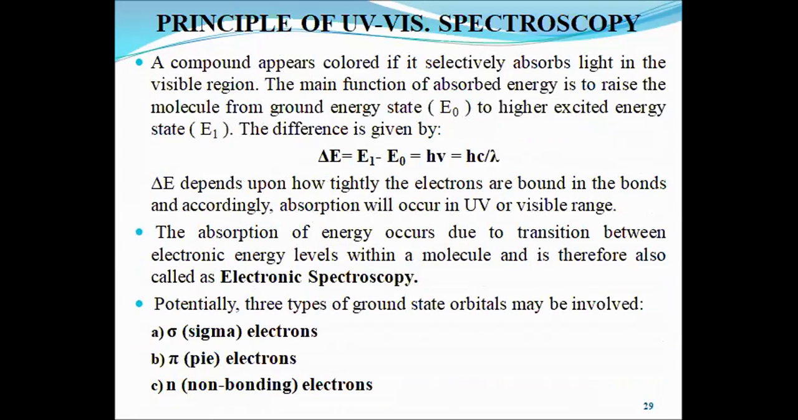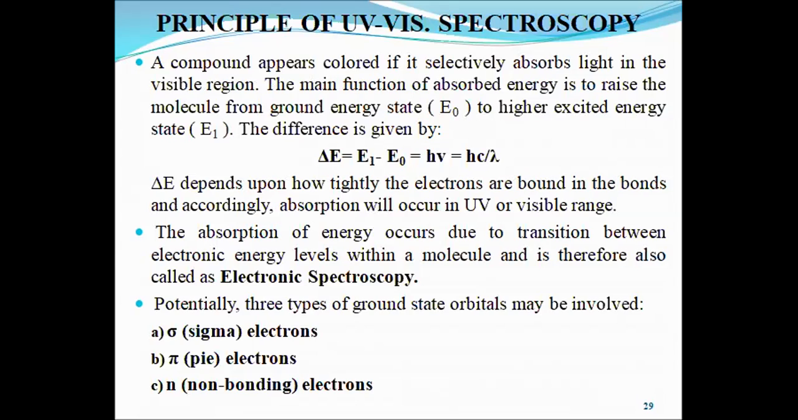If E0 and E1 are the energies of the ground state and the first excited electronic state of a molecule respectively, then delta E, that is the difference in energy between the two states, is given by delta E equals E1 minus E0, which is equal to h nu, which is equal to hc by lambda. Delta E depends on how tightly the electrons are bound, that is, whether they are sigma electrons or pi electrons or non-bonding electrons, and accordingly the absorption occurs in the UV or visible range.